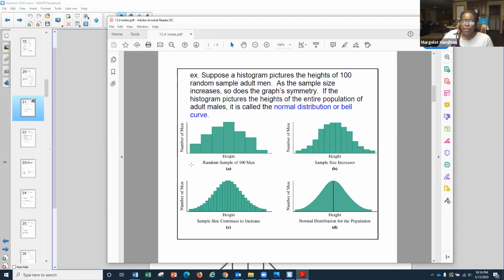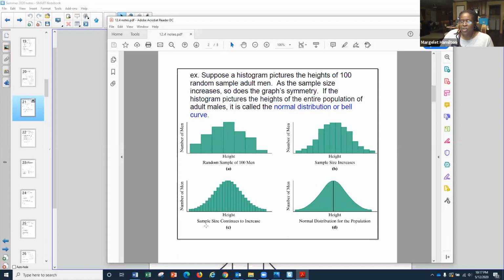Here we have a depiction of a number of men. We're looking at their heights. If we look at a random sample of 100 men, and these are the results of their heights, you see how big and choppy our results are in this histogram. If we increase the number of men, we get more heights, and those bars get a little smaller and it gets a little more normal, a little straighter, right?